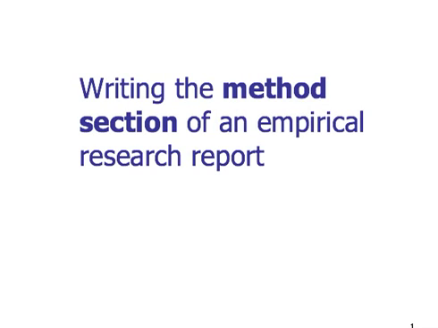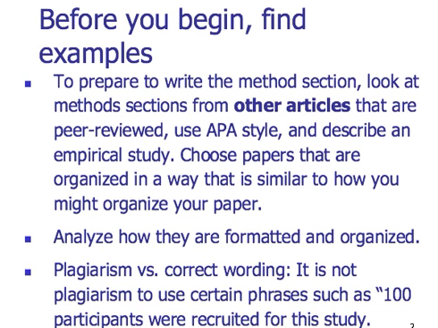Today we're going to talk about writing the methods section of an empirical research report. It might be helpful before you begin to find examples from other articles that are peer-reviewed, use APA style, and describe an empirical study. So you might look for papers that are organized in a way that is similar to how you might organize your own paper.